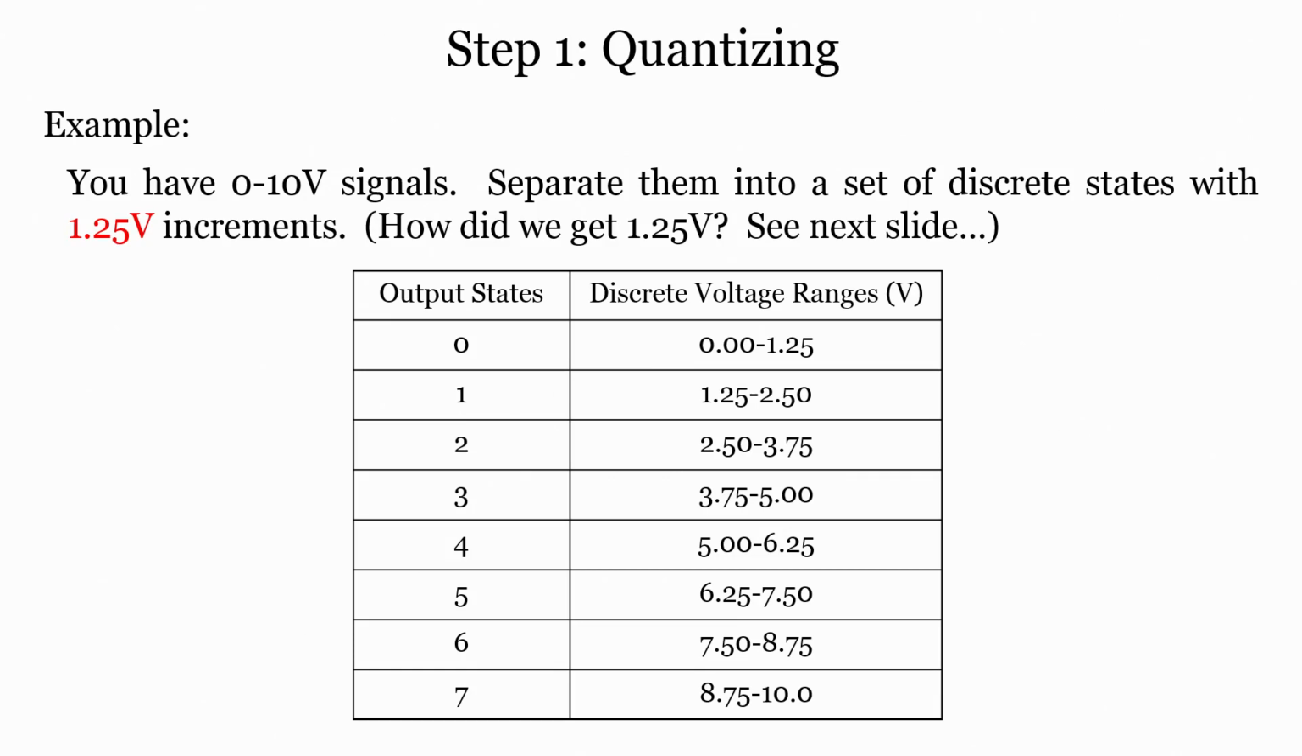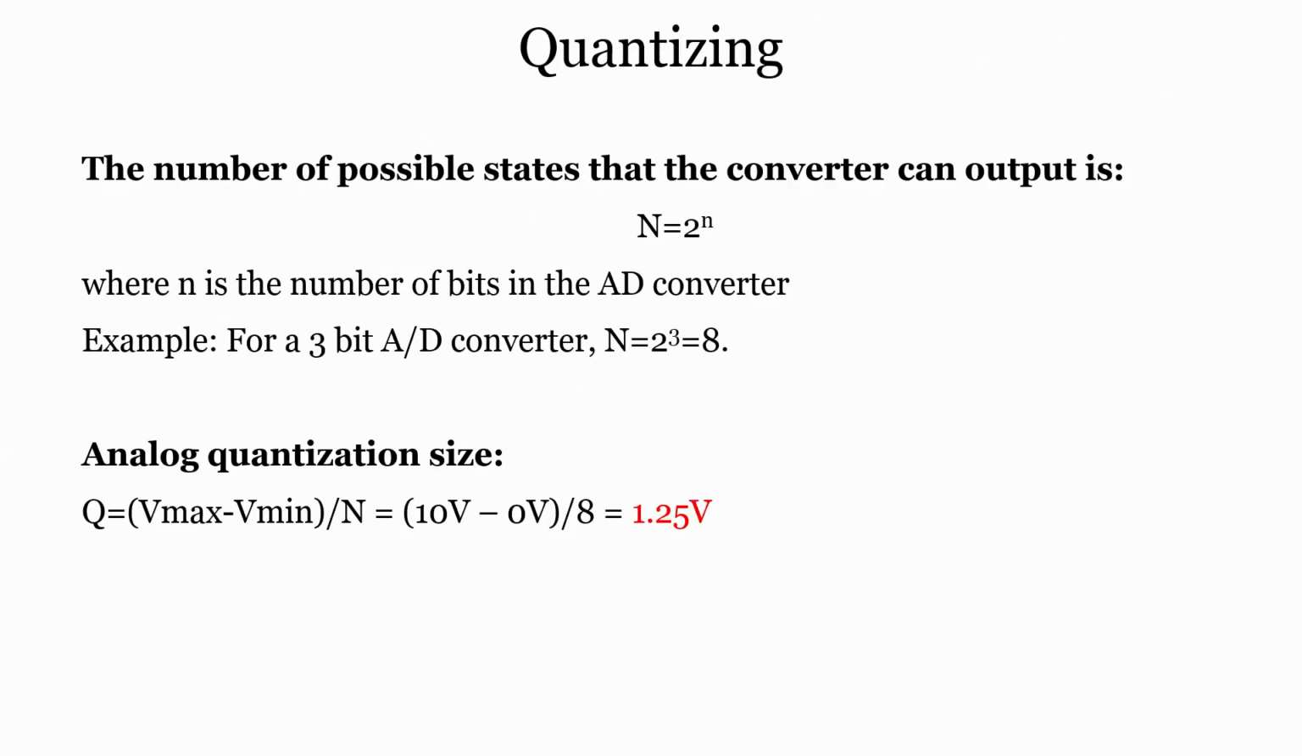We will see in the next slide, but let us see here. You can write 0 to 7, because 0 to 10 volts is there. Let us say output states are 0 to 7: 0.00, 1.25, and so on. So, when you have this kind of discrete voltages, you have output states from 0 to 7. Now, the number of states that the converter can output is N equals 2 raised to n.